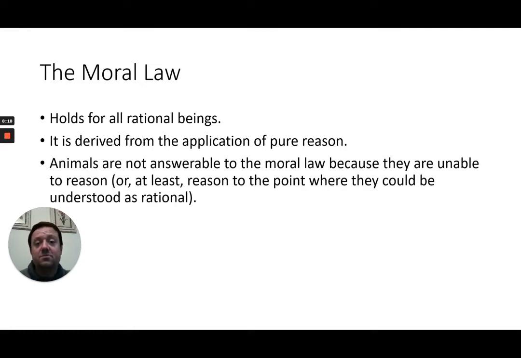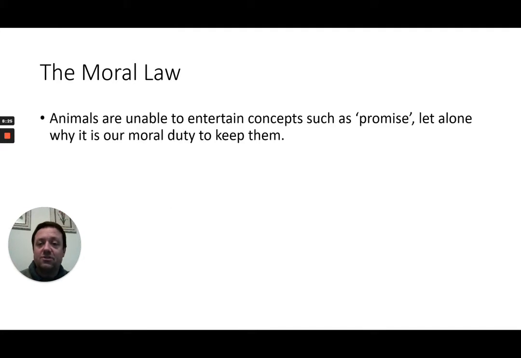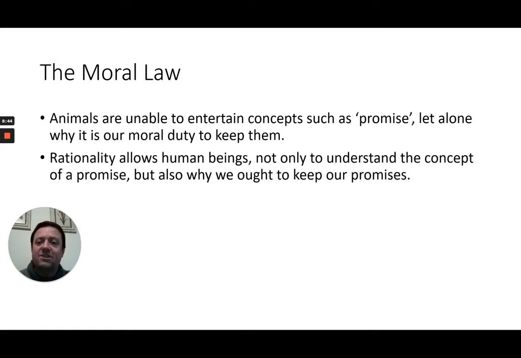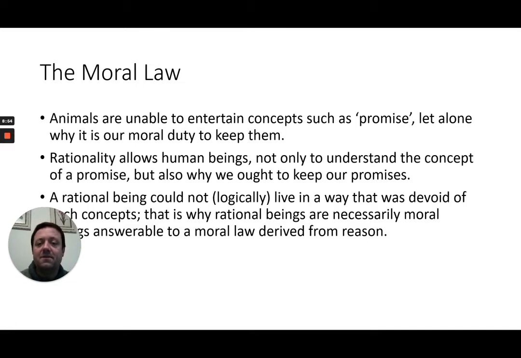Animals are not answerable to the moral law because they are unable to reason, or at least reason to the point where they could be understood as rational. Animals are unable to entertain concepts such as promise, let alone why it should be our moral duty to keep them. So they can't think about, for example, the concept of a promise collapsing if everyone broke promises. But rationality allows human beings not only to understand the concept of a promise, but also why we ought to keep our promises.